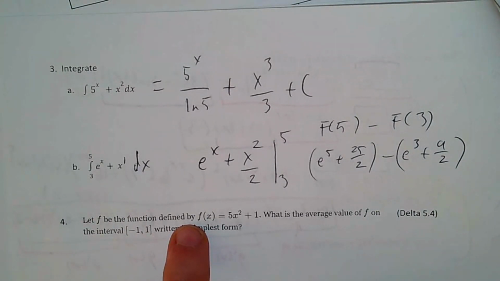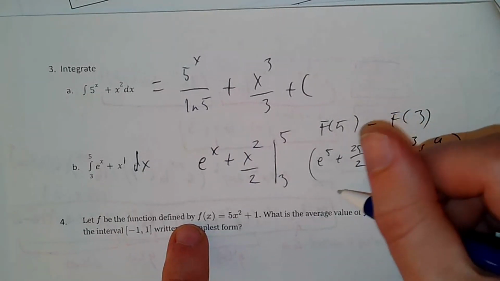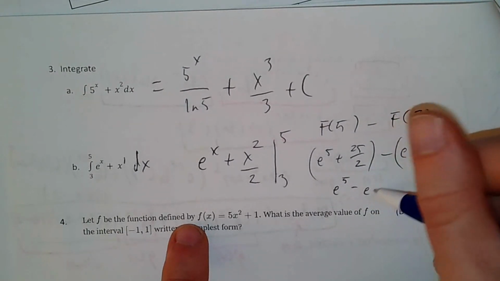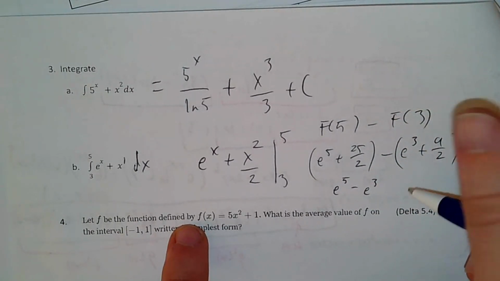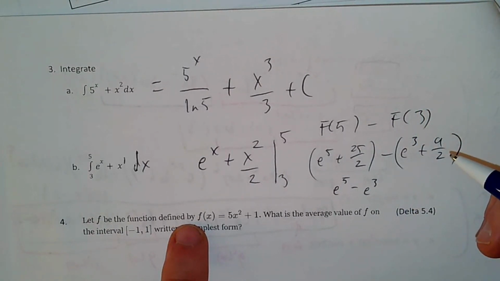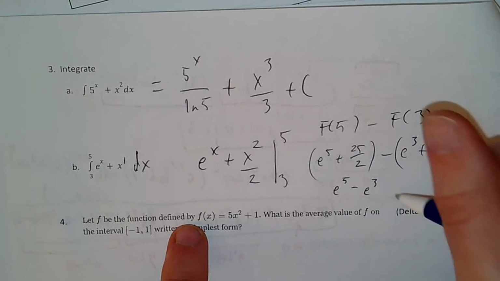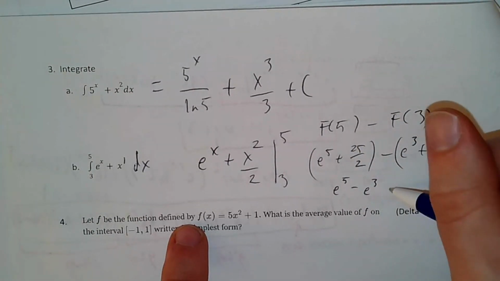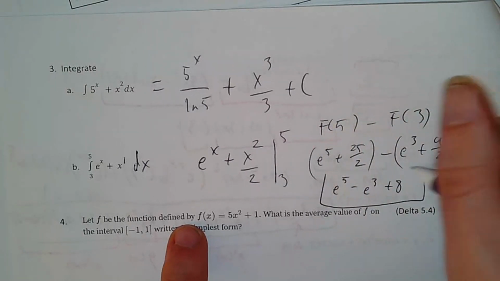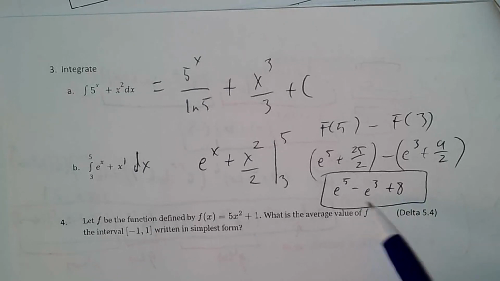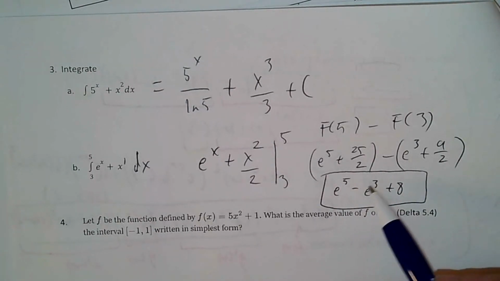So combining these, it's going to end up with e to the fifth minus e to the third plus 16 over 2, which is 8, because we got 25 minus 9 is 16, and then divided by 2 is 8. That's the final answer there. You just leave e as e, you don't need to worry about it. And I can't combine these because the exponents are different.